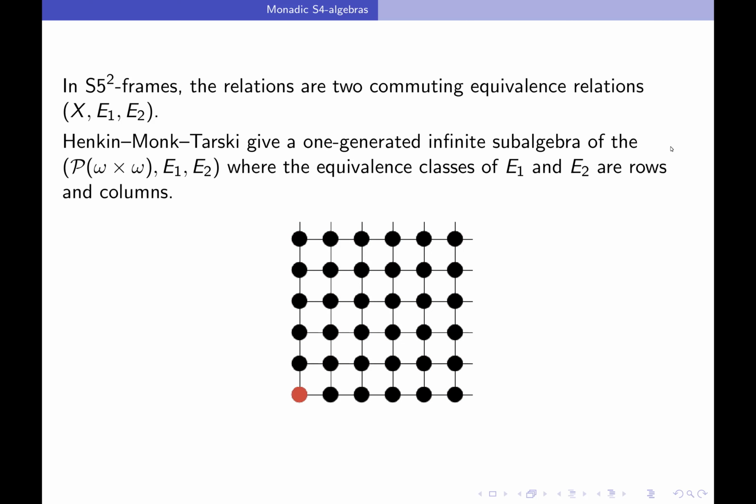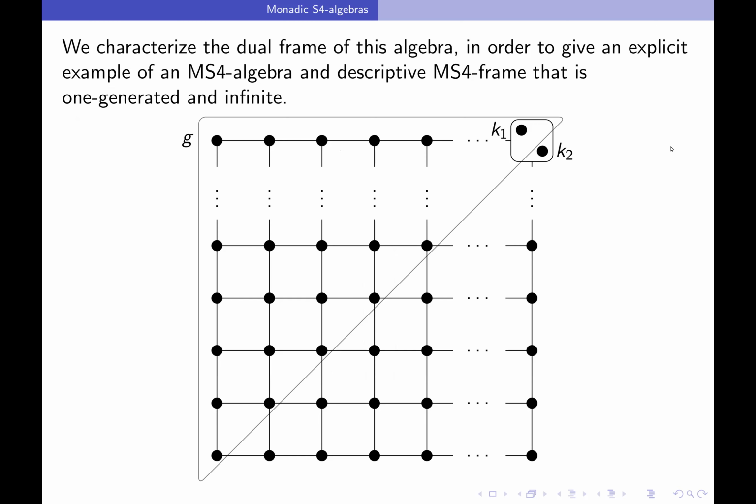So that is how you get this 1-generated infinite subalgebra. So what we did actually, this picture here is an S5 squared frame, but it's not a descriptive S5 squared frame because I'm just considering this with the discrete topology. It's not a Stone space or anything. So something we did is we actually went to the effort of characterizing the dual space of this 1-generated subalgebra to get a more explicit example. So basically, we characterized exactly the dual space of this 1-generated subalgebra.